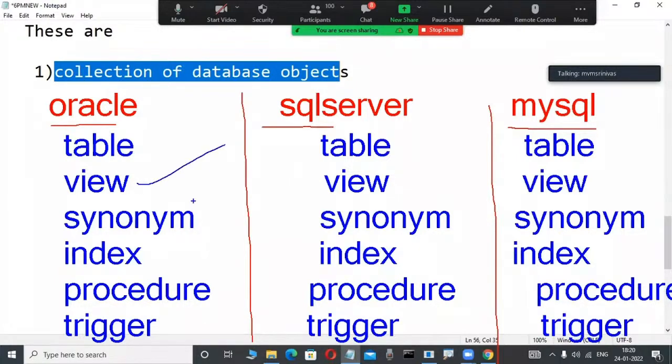What is the purpose of a view? What is the purpose of a synonym? What is the purpose of an index? What is the purpose of a procedure? What is the purpose of a trigger? You have an idea where we are using this, one relational data model product.